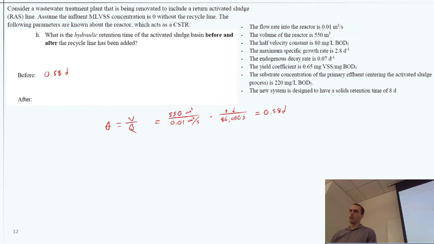Okay, so hopefully you had a chance to solve for your hydraulic retention time at least before. If you convert it to days, that's 0.58 days. And then as we said earlier, there's no difference in the hydraulic retention time before and after recycle. So it's just 0.58 days for each.